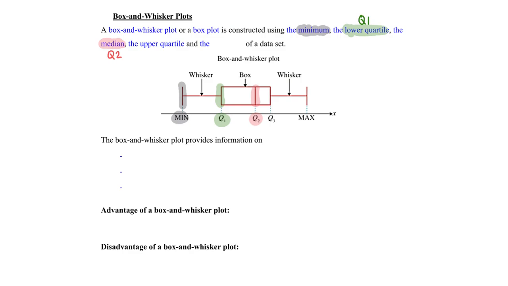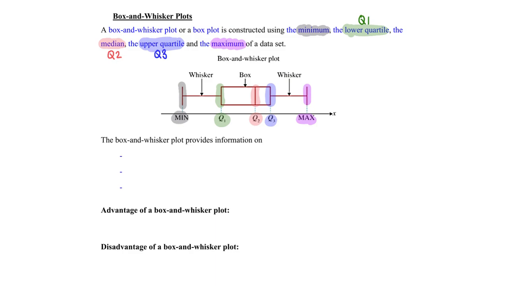Upper quartile, Q3, and it is represented by this line. And finally, maximum. And with these 5 lines, this is what we have constructed, a box and whisker plot or box plot, where there is a box in the middle and 2 whiskers joining the box to the minimum and the maximum.